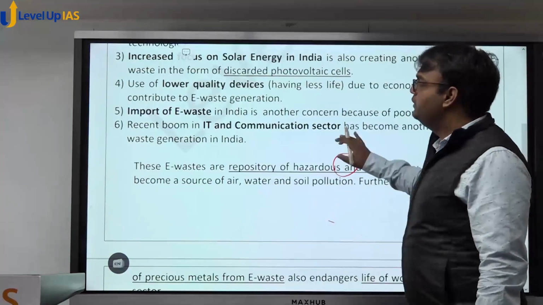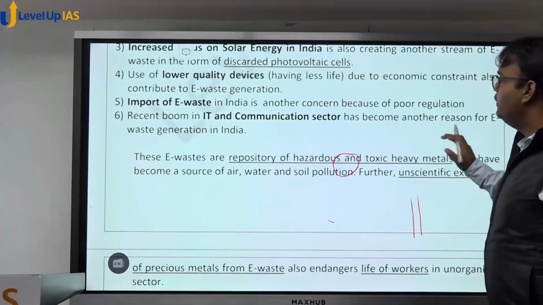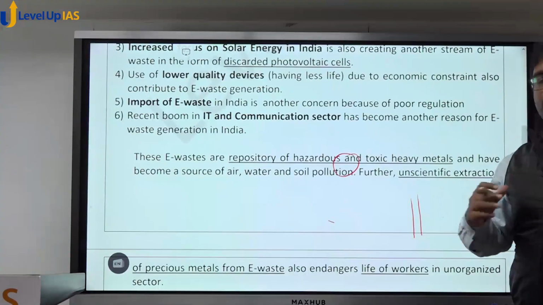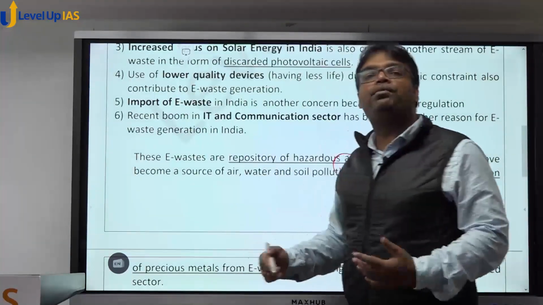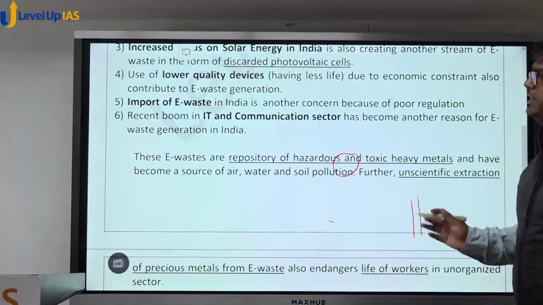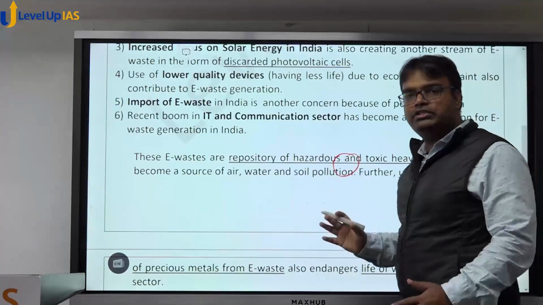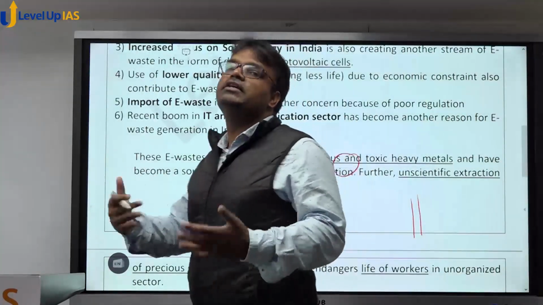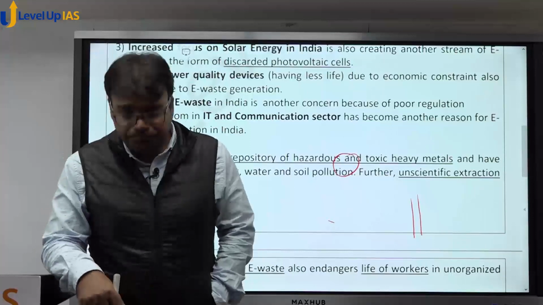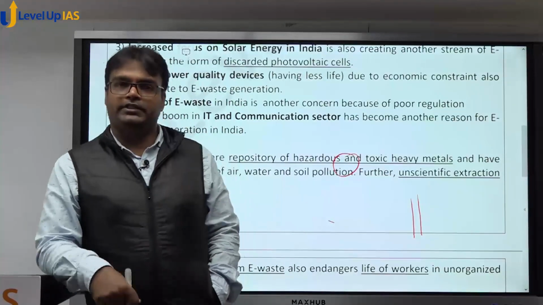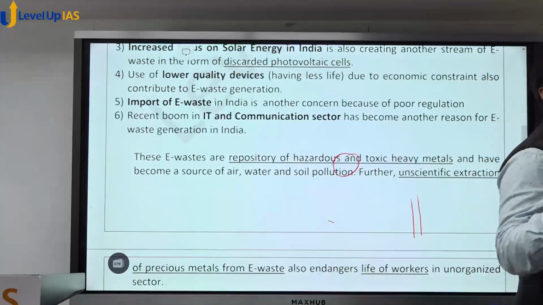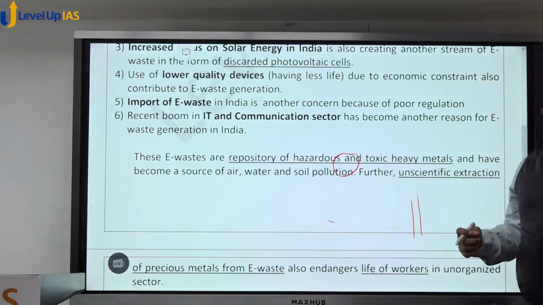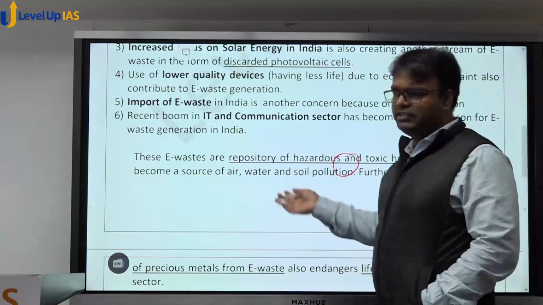Then, because in India the regulation of import and export is not that good, we are also importing a lot of e-waste, and the boom in the IT and communication sector has also increased e-waste generation from the corporate sector. So these are some of the dimensions, some of the reasons because of which e-waste generation is increasing in the country. There are some other aspects, but this is good enough.